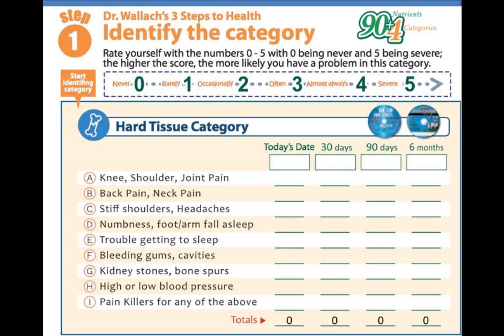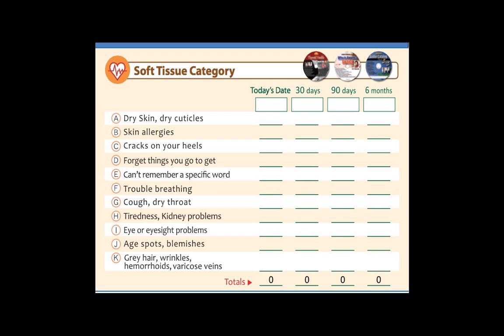So what we're going to do is go through a series of questions that Dr. Wallach would ask at the end of his lectures. Based on your response to those questions, you're going to put in a number. A 0 if you don't have that symptom at all. If you barely have it, a 1. If you've got it slight to moderate, 2 to 3. If it's severe, a 4 or 5. You are going to grade yourself.